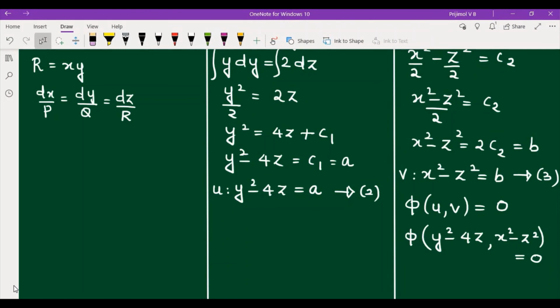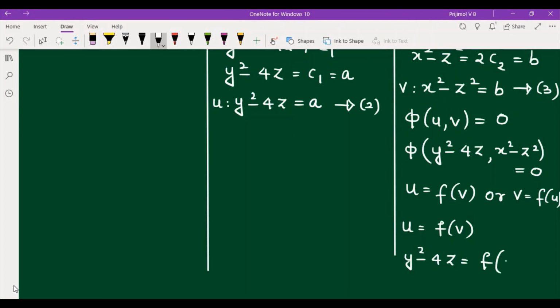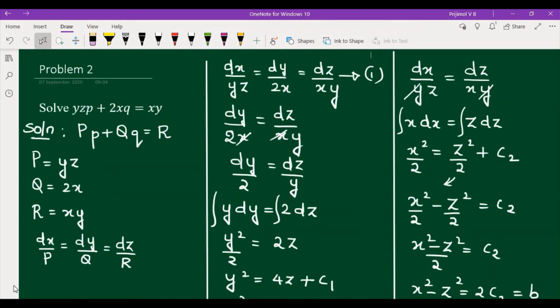You can write the solution in this way, or you can write the solution as u is equal to f of v, or you can write the solution as v is equal to f of u. You can choose any method of writing solutions. So u is equal to f of v will become y square minus 4z equal to a function of x square minus z square. So even this will be a solution, and also you can write this as your solution. You can choose any method of writing the solution. Thus we have got a solution of our Lagrange partial differential equation.